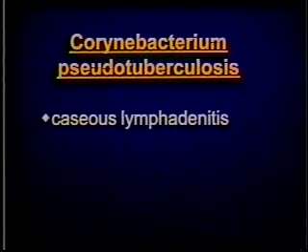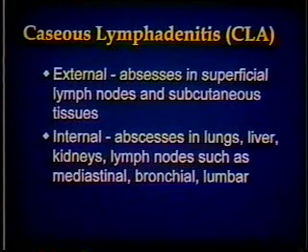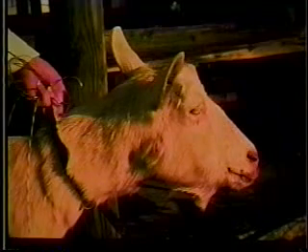Another infection caused by a member of the genus Corynebacterium is Corynebacterium pseudotuberculosis, which causes a disease called caseous lymphadenitis. This is a disease that is primarily of sheep or goats and causes a localized infection, usually of the external lymph nodes, where abscesses are formed in these lymph nodes and in the surrounding subcutaneous tissues. However, a more extensive infection could result in abscesses in the lungs, the liver, and other parts of the body.